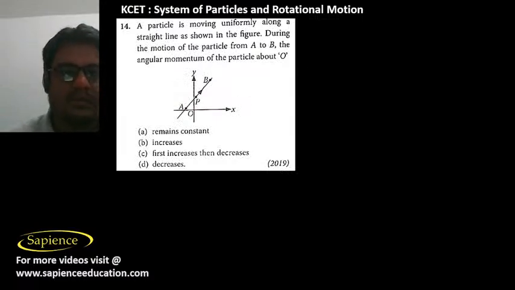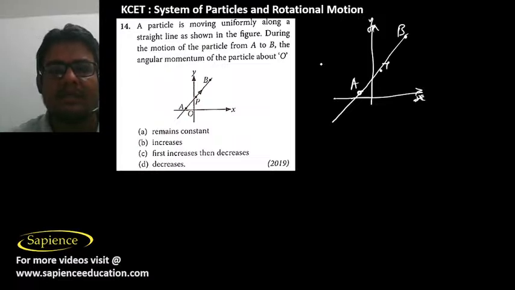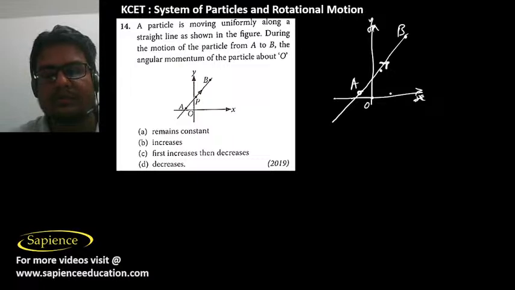Then here it is told a particle is moving uniformly along a straight line as shown in the figure. So this is the path in which that particle is moving. This is point B, this is point A, this is the y-axis, and this is the x-axis. During the motion of the particle from A to B, what is the angular momentum of the particle about the point O?